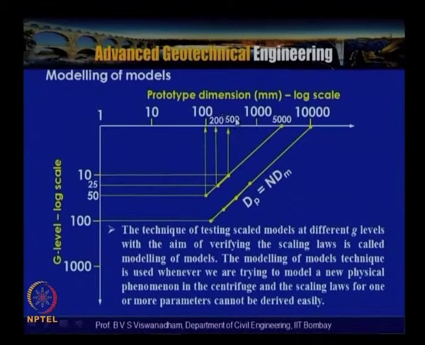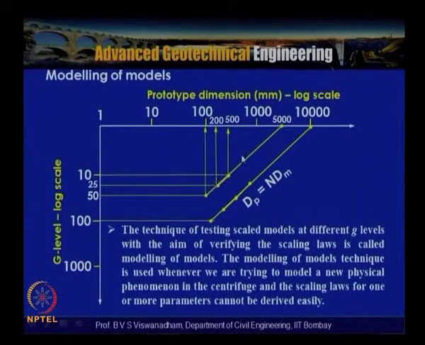This can be a footing size, or a wall size, or an embankment size. Anything in prototype dimensions, particularly at G level equal to 1, represents the prototype dimensions if they are in full scale. Then on the y axis we have the G level.